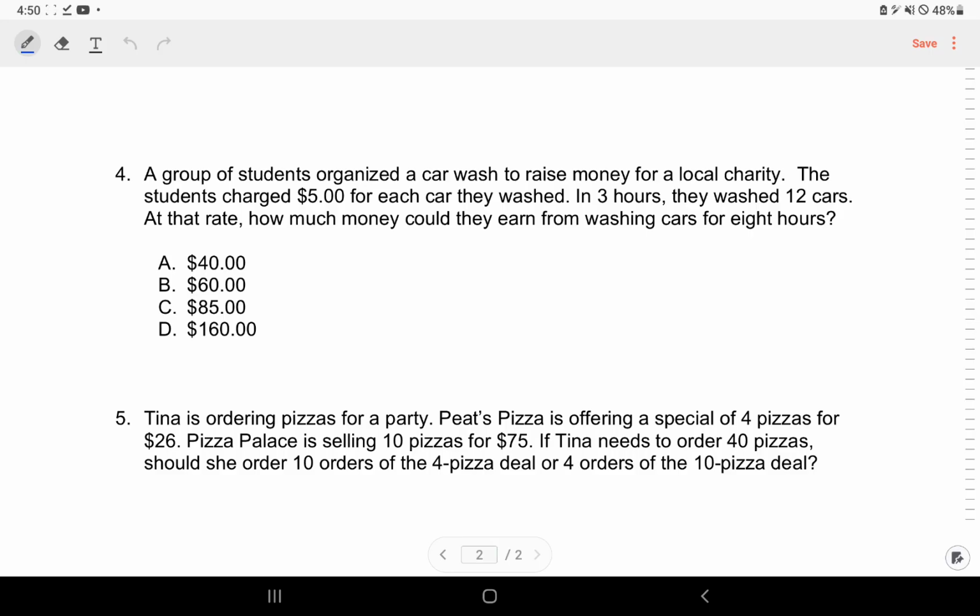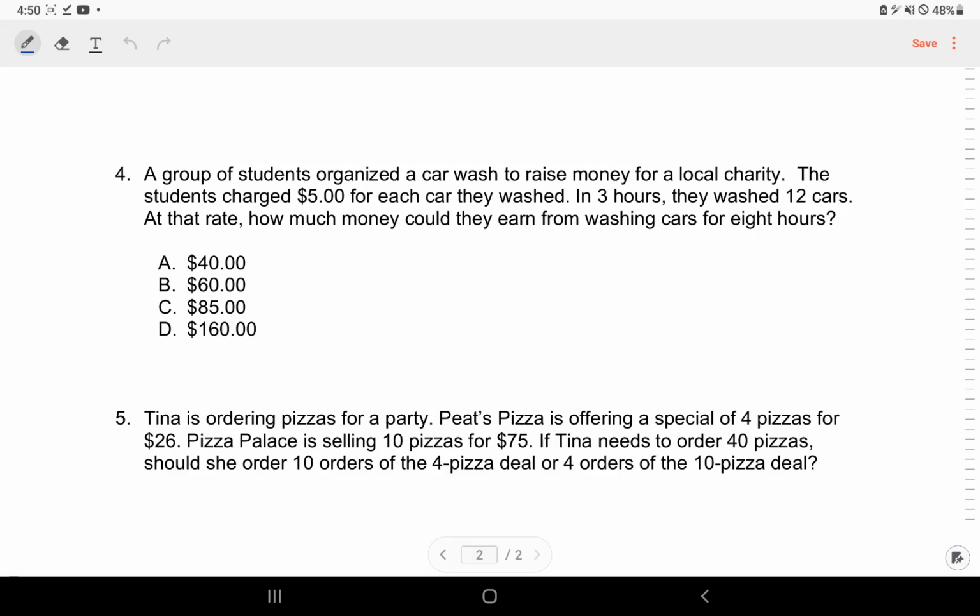Okay, for question 4. A group of students organized a car wash to raise money for a local charity. The students charged $5 for each car they washed. In 3 hours, they washed 12 cars. At this rate, how much money could they earn from washing cars for 8 hours?